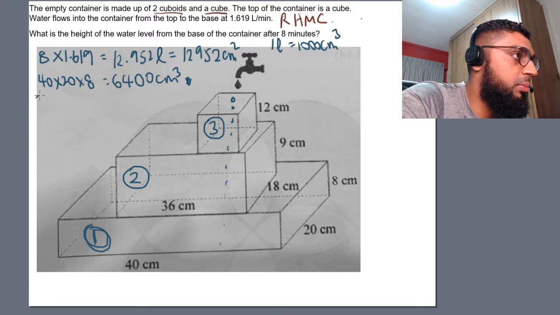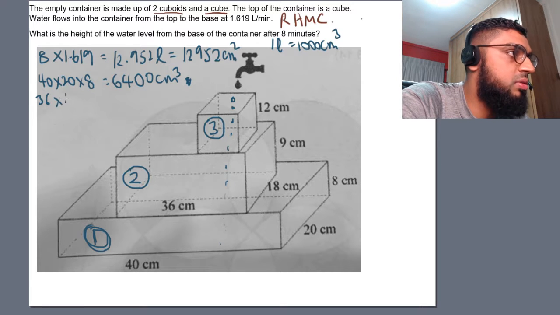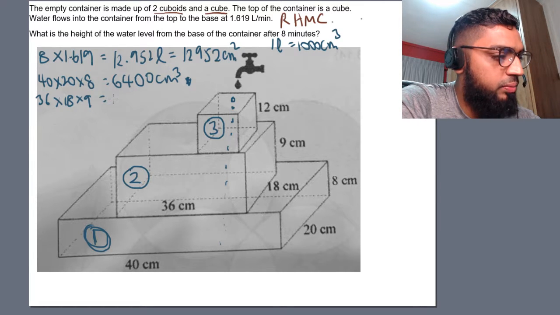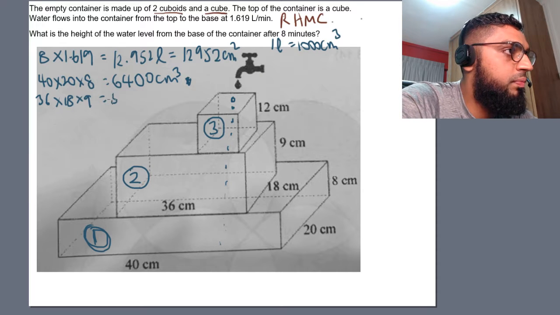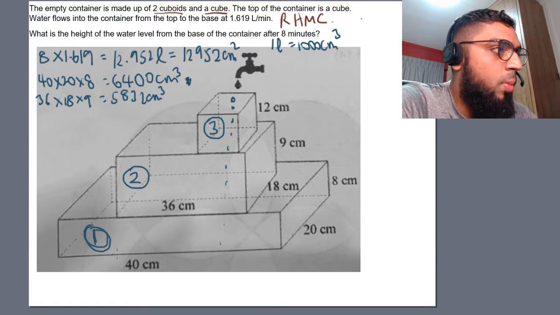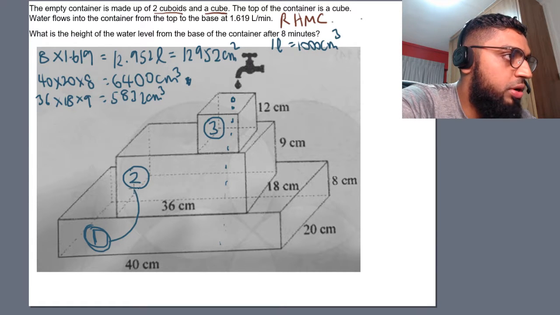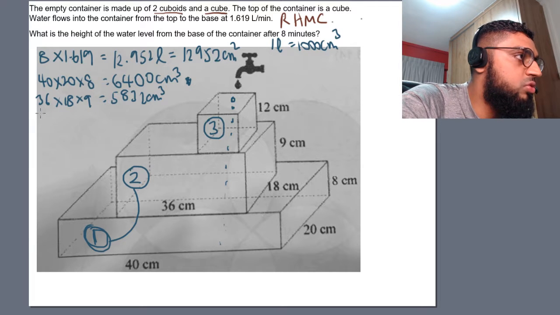That can be found by taking 36 times 18 times 9. When we do that, we will get an answer of 5832 cubic centimeters.